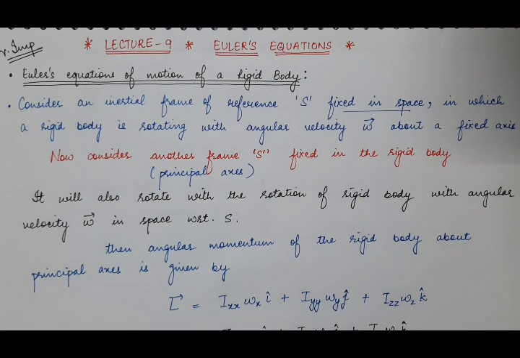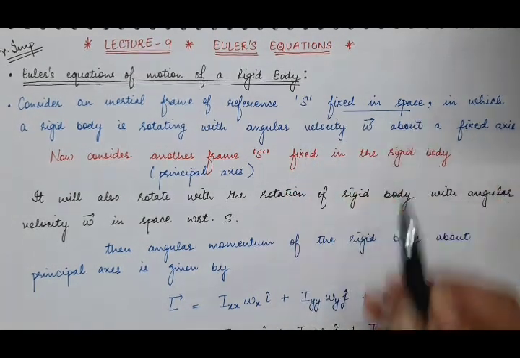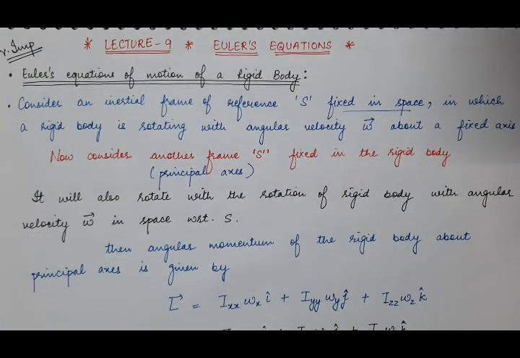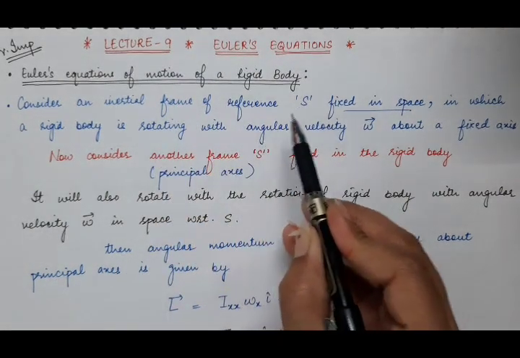So here we have considered an inertial frame of reference denoted by S, and it is fixed in space. And then we have a rigid body which is rotating with angular velocity omega about a fixed axis in the inertial frame of reference S.